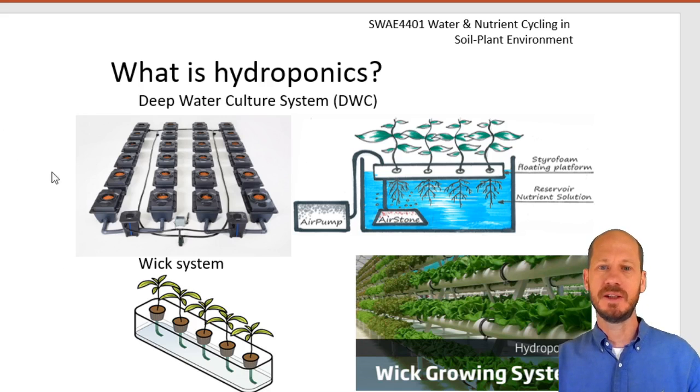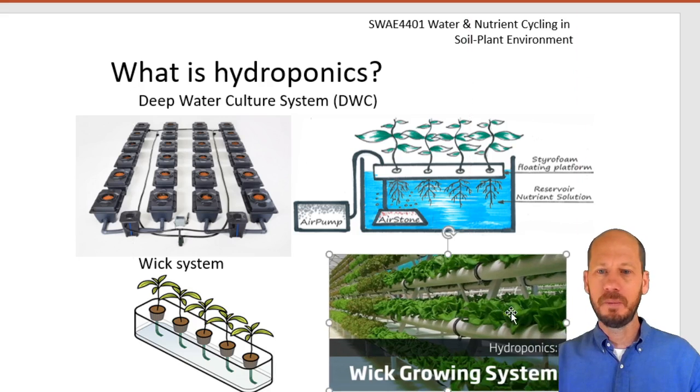The first one is the deep water culture system, where you have an air stone like you have for any aquarium, for example. And this air stone will be creating oxygenation of the water as you do it for fish in an aquarium. So in this way, the roots can be directly submerged into the nutrient-rich solution.